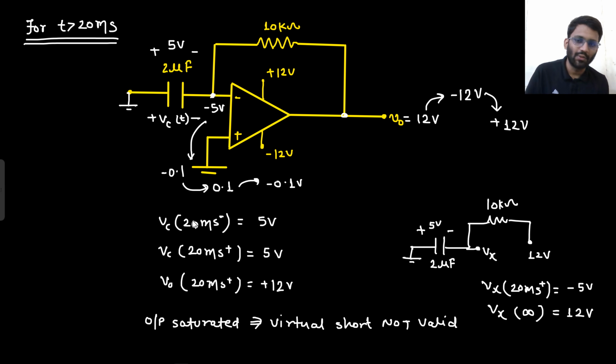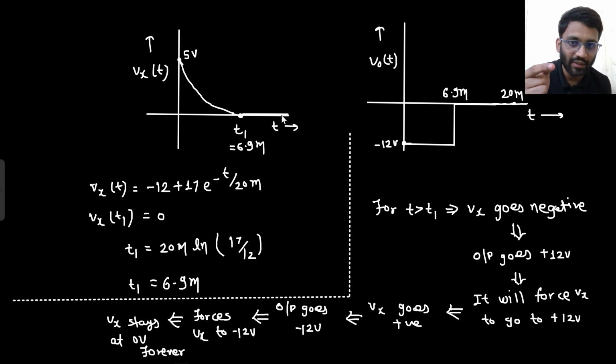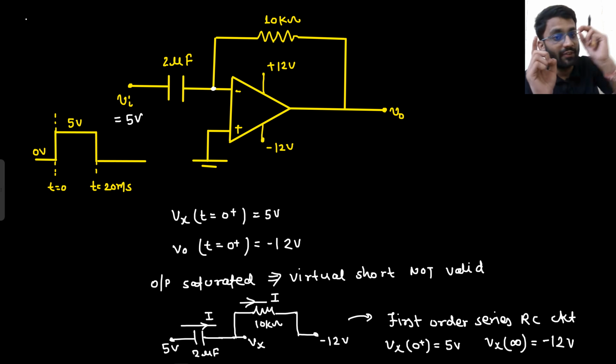since the input was gone, now some people can have one doubt: sir, input is gone and this node was at 0 only, so I can say that virtual short is valid. No, no, no, your virtual short is not valid. Here it was not the virtual short. This 0 voltage is not because of the virtual short.